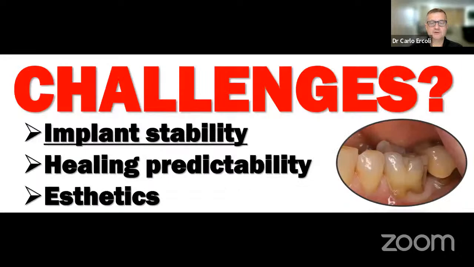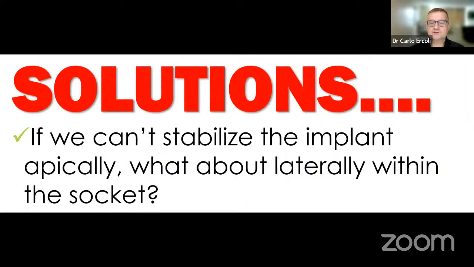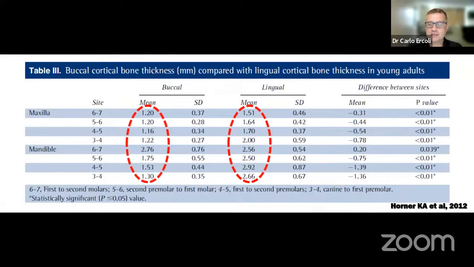So what can we do then? If the challenge is to ensure primary stability, is there any other way that perhaps we wouldn't consider in the anterior area, but that we can consider in the posterior areas? So the question is, if you can't stabilize the implant apically, what about laterally within the socket? This is something that, as we go towards anterior implants, we will see is a huge no-no. We will never, in an anterior area, utilize the bone on the buccal side to stabilize the implant. But the posterior area might be different. If you look at this data, it describes the mean buccal and lingual wall thickness of the bone in a posterior molar site.